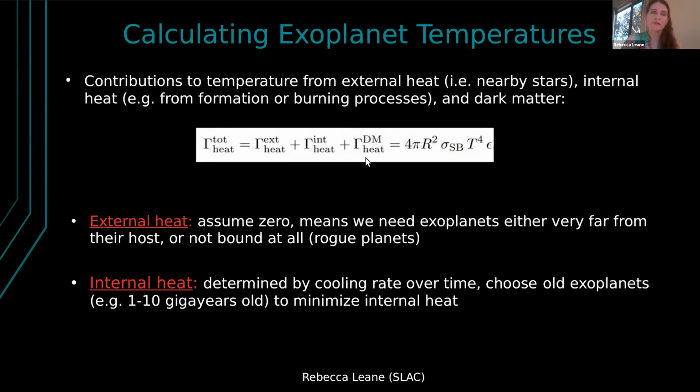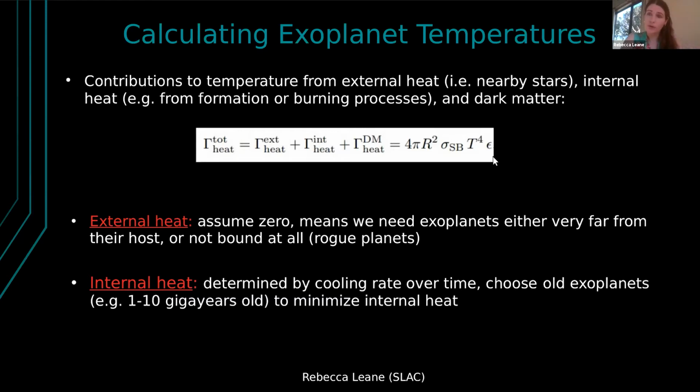So what this looks like, the total heat is just a sum of these different contributions. And this total heat power is effectively just the luminosity. The 4πR² is just the surface area of the object, where R is the radius of the object of interest. This is the Stefan-Boltzmann constant. T⁴ is just the temperature of the object, and epsilon encapsulates whether or not you have deviations from a black body.